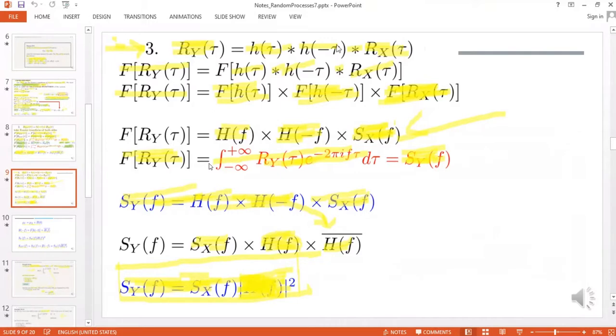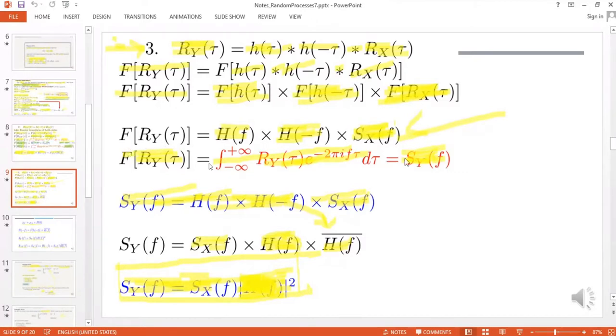Now we take the Fourier transform. Again, we use the property of the Fourier transform for a convolution of three functions: the Fourier transform of the convolution of three functions is equal to the product of their Fourier transforms. The Fourier transform of the unit impulse response h of tau is H(f), the transfer function. For minus tau it is H of minus f, and the autocorrelation function of x gives the power spectral density Sxx(f). So we get this result.